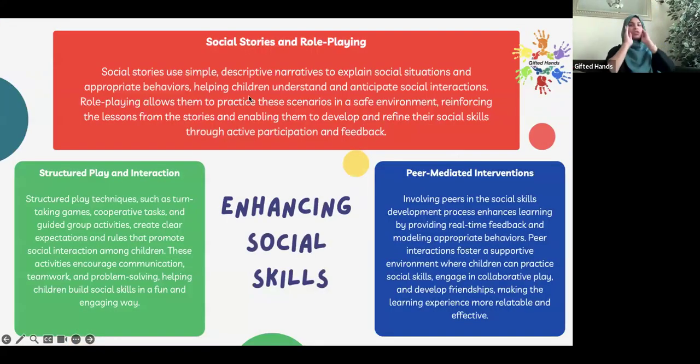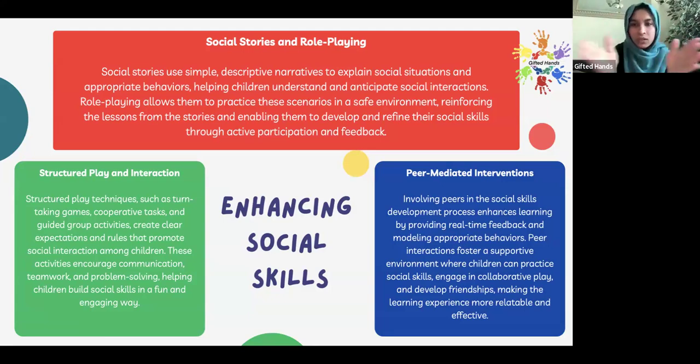So, social stories. How can we enhance social skills? We know nonverbal autistic individuals tend to withdraw because they feel, I cannot speak, so I will not be able to make friends. They will not talk to me. They are talking to me, but I cannot reply to them. So how can we enhance their social skills? One method: social stories and role playing.